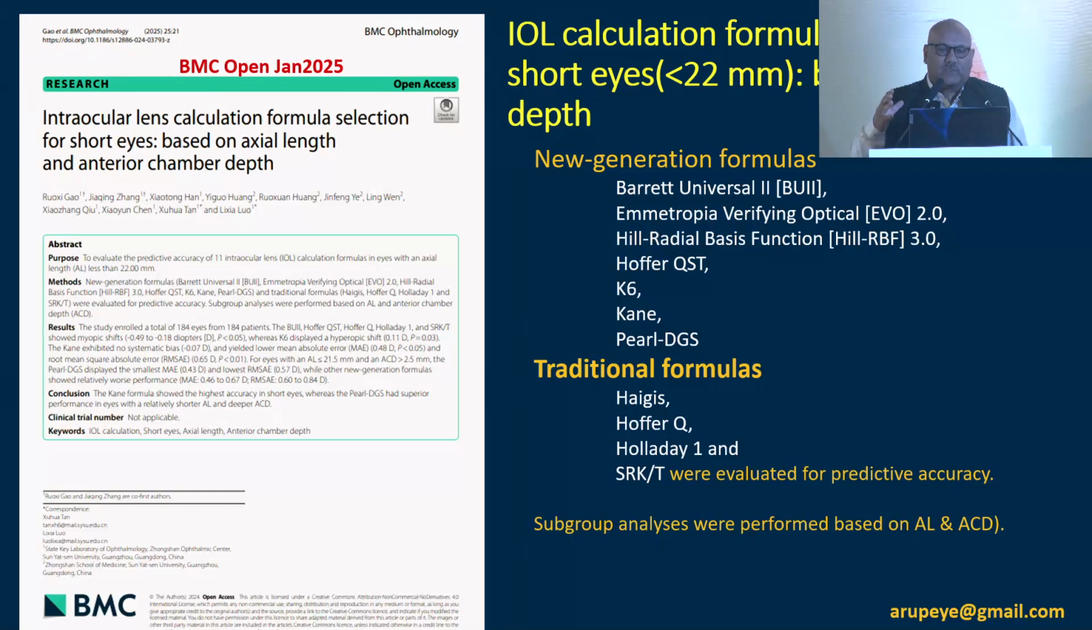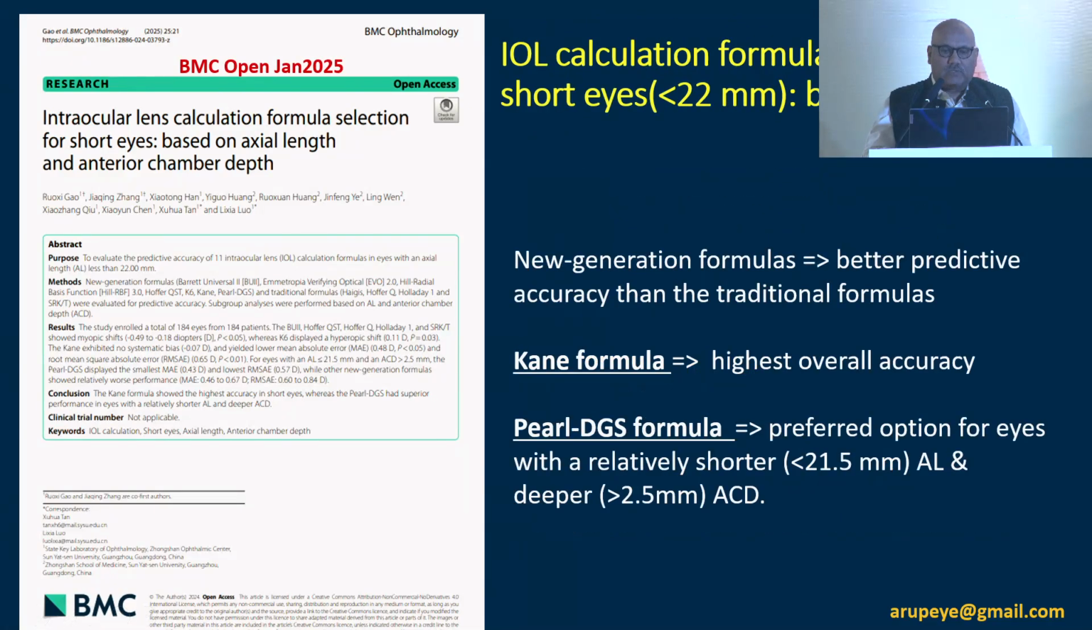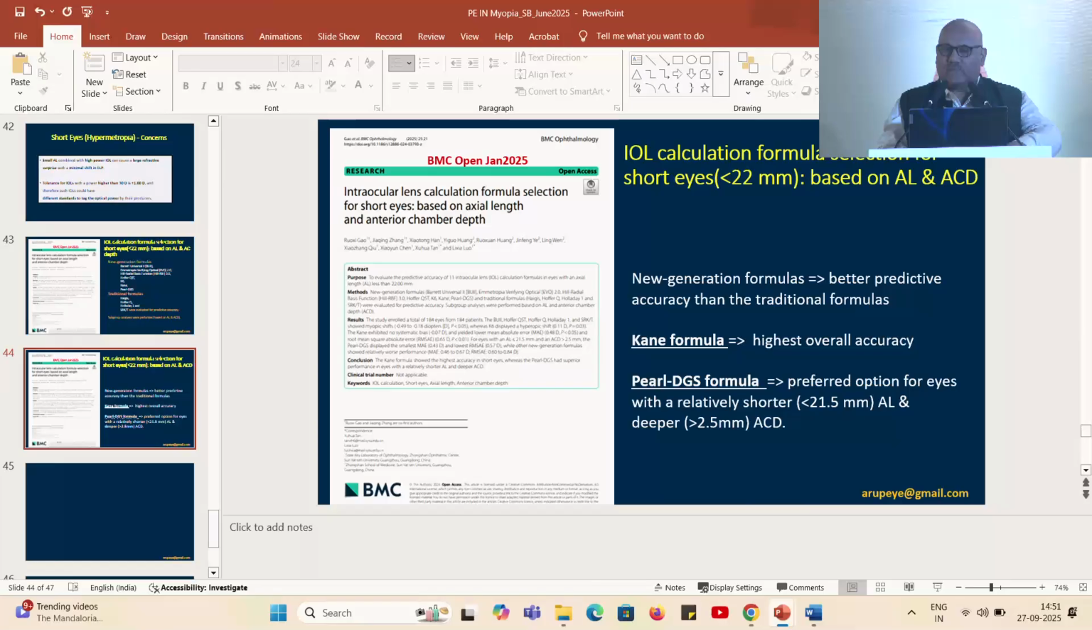So basically, once you have got the axial length right, which is the best formula for patients with an axial length less than 22 millimeter? This particular study again shows that the Kane formula and Pearl DGS formula have done extremely well. So basically, you have to use an optical biometer to measure the axial length for these eyes, and use a newer formula, Kane formula or Pearl DGS formula, to get you the best outcome. So I think this is how I tackle high myopia patients and high hypermetropia patients in my practice. So thanks a lot for your kind attention.